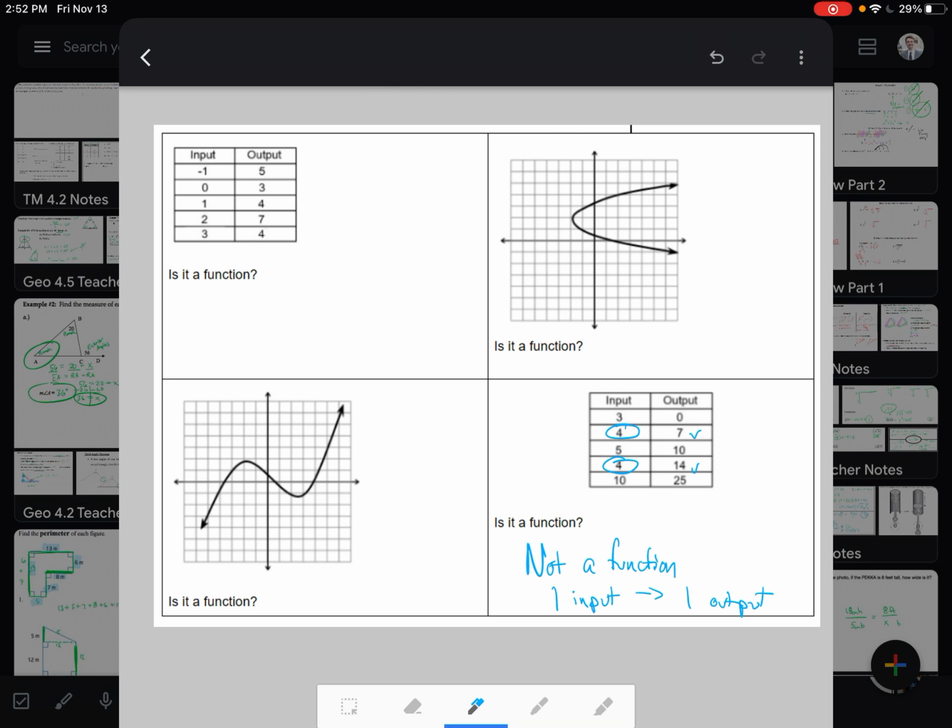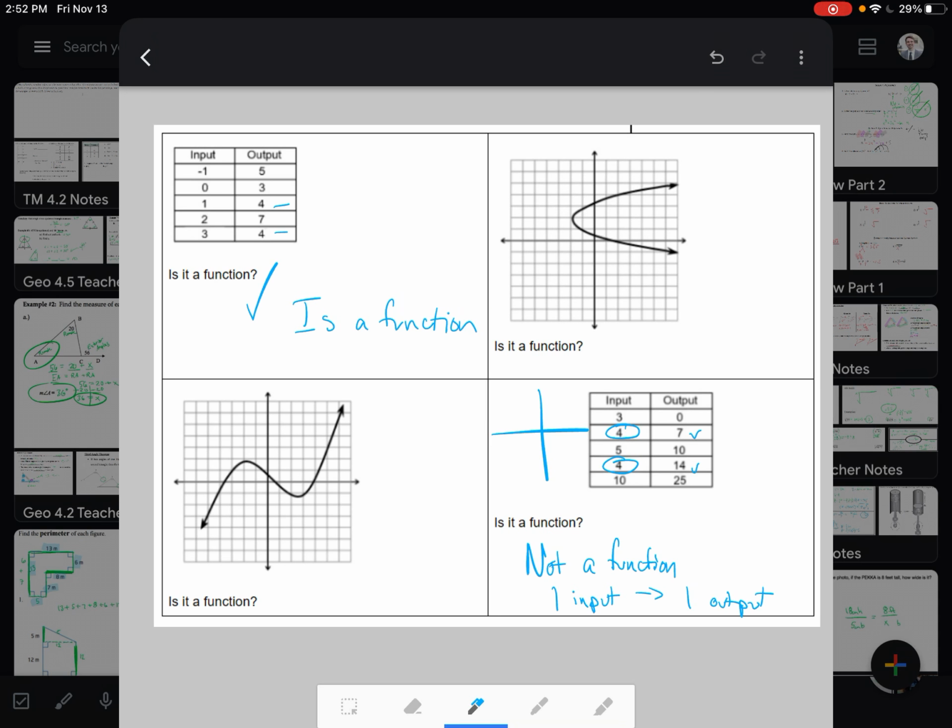This table here, we don't have any repeated outputs, so yes, it is a function. For each input, we have only one output. Again, even though these outputs repeat here, even though we see 4 and 4, because those are outputs and not inputs that are repeating, that's okay. It is a function. And again, we could think about each of these on a graph.